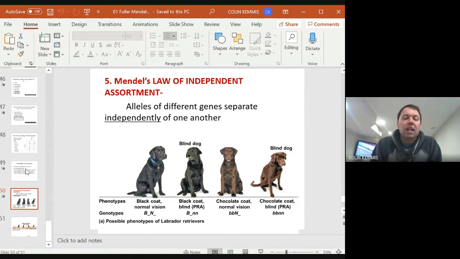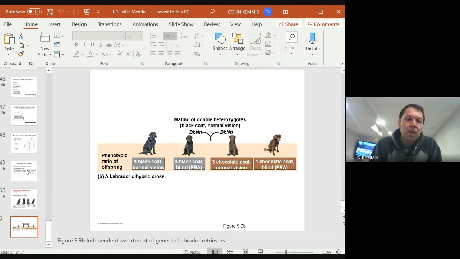So if we look at the coats and the color vision, you might have to look at those genes separately. We could also calculate the possible phenotypes of a black versus chocolate separately, and the normal versus blind vision separately, or we could put them together and do a dihybrid cross. You get some bigger ratios there. So here would be a dihybrid cross of crossing these dogs. You have a black coat normal vision, a black coat blind, a chocolate coat normal, and a chocolate coat blind. Okay, and this is a typical offspring ratio here for a dihybrid cross.